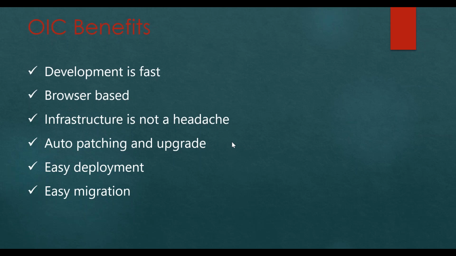Easy deployment. When you complete your integration, let's suppose you have SOA, and you create the SOA and you deploy it. You need to create a jar file of this. You need to open the SOA console. You deploy it over there. You need to test it. There are multiple steps. In OIC, there is a single button which allows you to deploy your integrations.